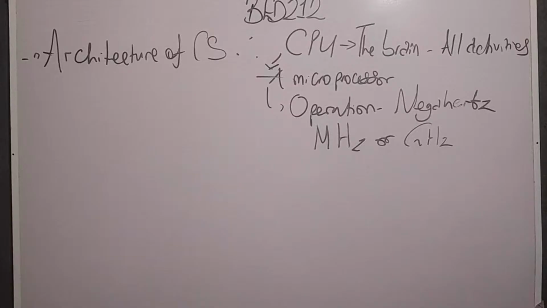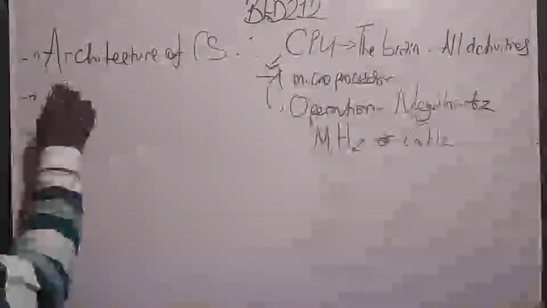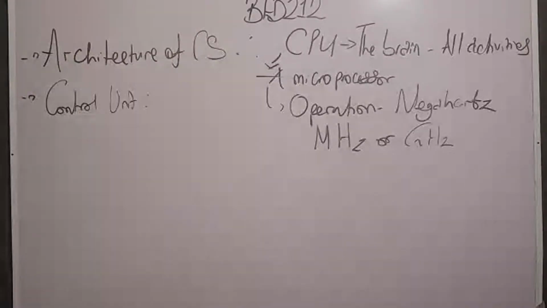So let's talk about the control unit very quickly. Under the control unit, it coordinates the work. One thing you need to understand about the control unit is that it coordinates the work of the whole computer system. You can refer to it as the administrator. That's the control unit for you.